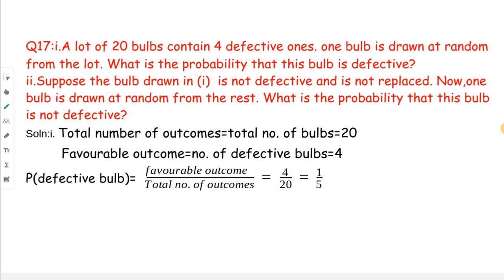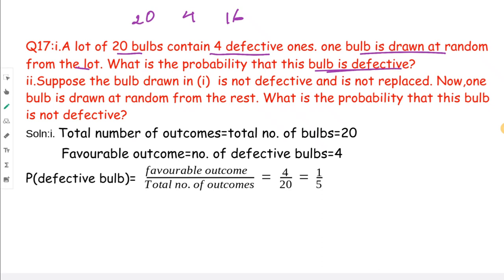Question number 17. A lot of 20 bulbs contains 4 defective ones. That means there are 20 bulbs in total, right? 4 are defective. That means how many are good bulbs? 16 good bulbs are there, right? One bulb is drawn at random from the lot. What is the probability that this bulb is defective?